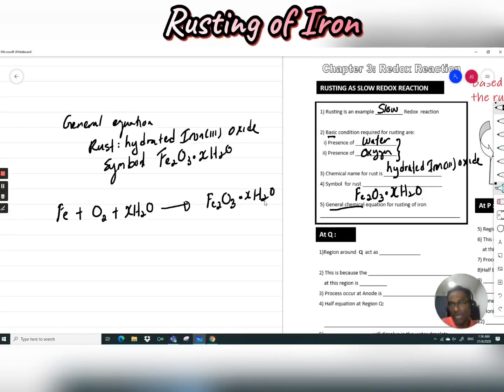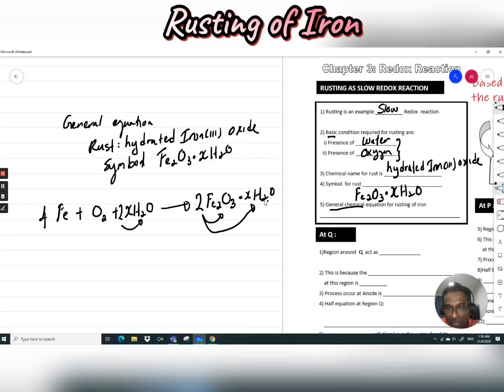Now, how to balance this equation? Let us balance it. I need to put 2 here. Calculate iron: 2 times 2, 4. So I'll put 4. Next, we calculate the number of hydrogen atoms. 2 times 2, 4. So I'll put 2 here, making it 4.